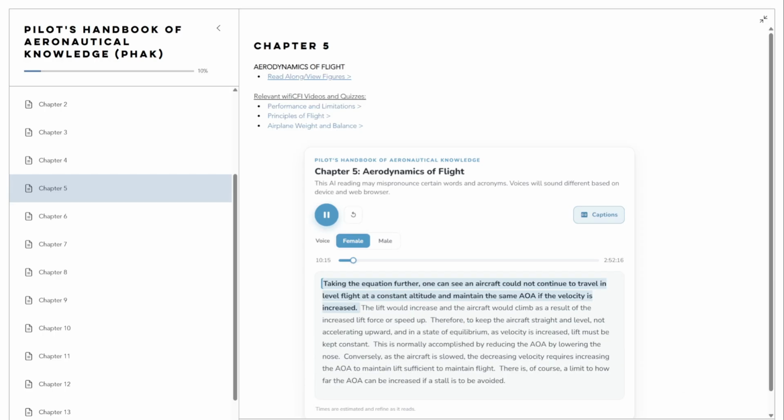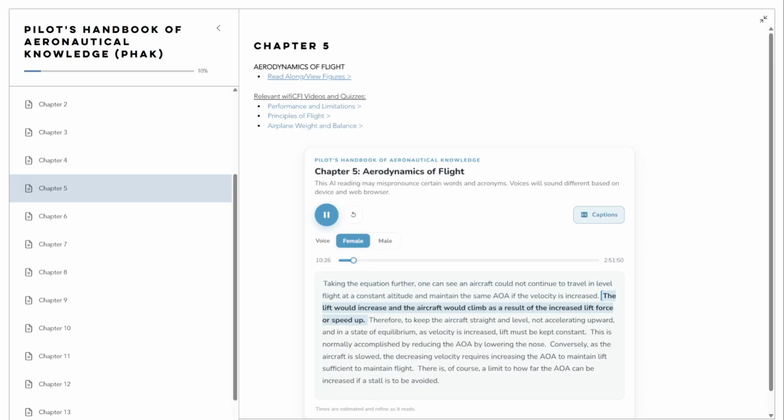Taking the equation further, one can see an aircraft could not continue to travel in level flight at a constant altitude and maintain the same AOA if the velocity is increased. The lift would increase and the aircraft would climb as a result of the increased lift force or speed up. Therefore, to keep the aircraft straight and level, not accelerating upward, and in a state of equilibrium, as velocity is increased, lift must be kept constant. This is normally accomplished by reducing the AOA by lowering the nose.